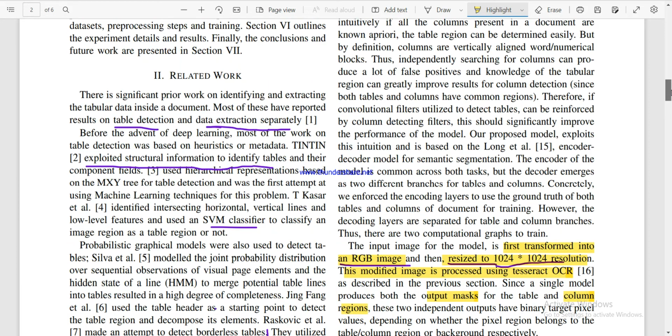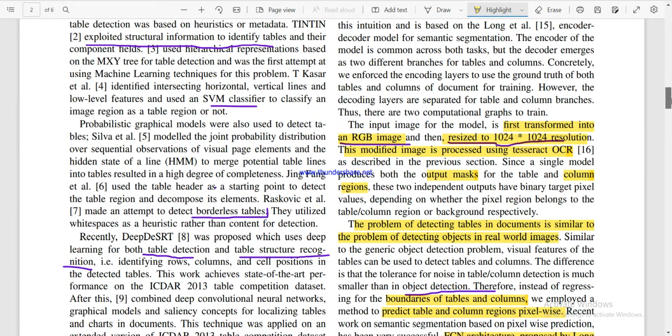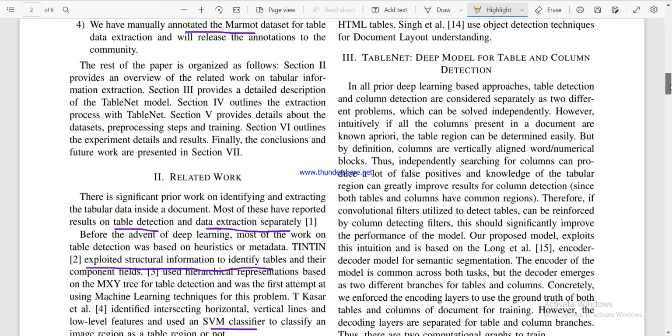The related work says that some individual work is already done in the field of table detection, and a lot of work is already done in the field of recognition, but when it comes to data extraction, this is still a hard problem. There are a lot of contributions previous authors have given. For this paper they have given the TableNet model. What is this model doing? It is a model for table and column detection. Two things there: it is detecting tables and columns.